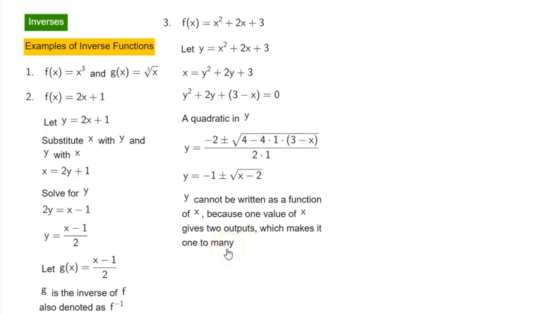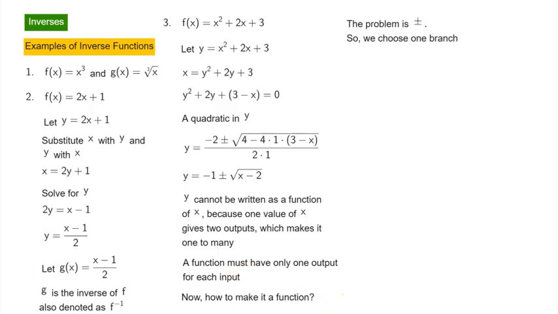So if it is one too many, we can't write it as a function. And that is happening because of this plus or minus. Remember, a function must have only one output for each input. Now, how to make it a function? The problem is that plus minus sign. So we choose one branch. So let's take the positive branch. So y is equal to minus 1 plus square root of x minus 2.